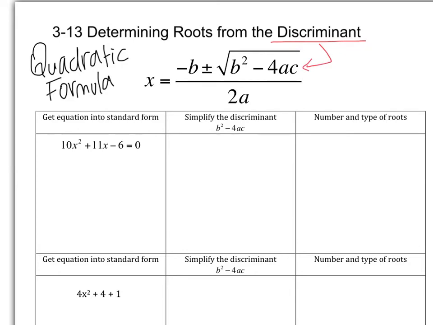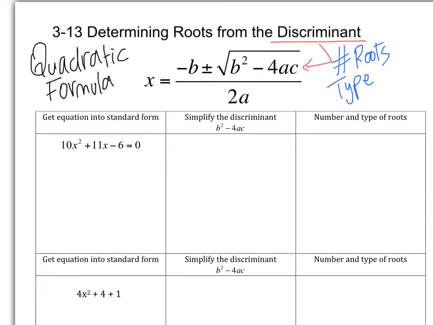Now, why is the discriminant important to find? It's important to find because it tells me the number of roots. Do I have one root? Do I have two roots? It tells me that. And it tells me the type of roots. Do I have imaginary? Do I have rational, irrational roots? It does not give me the actual roots, but it tells me the type and the number of roots. So usually that is important to find.